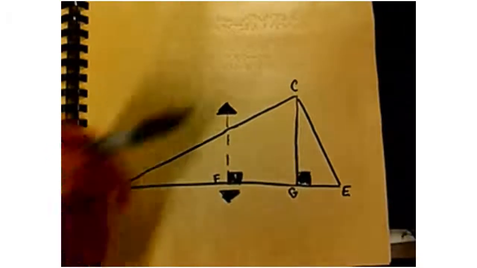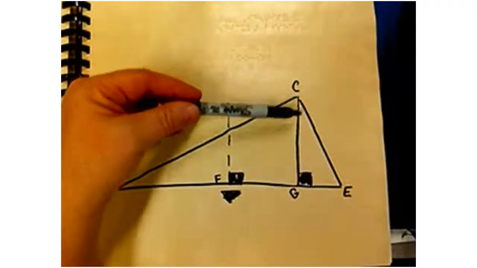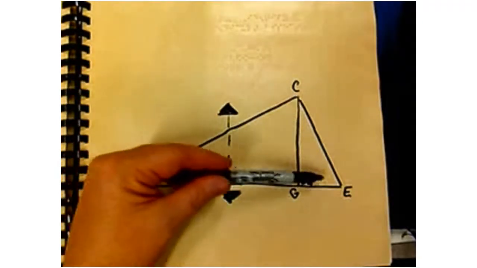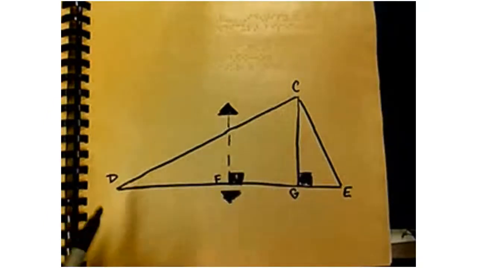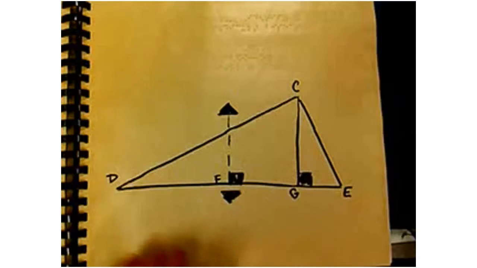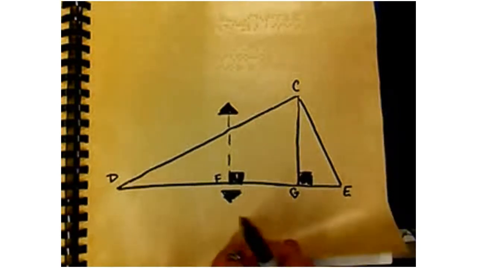The altitude meets the definition of an altitude because it comes from a vertex to the side opposite at a perpendicular angle. So it's telling us the height of this acute scalene triangle. So you'll need to be able to identify perpendicular bisectors and altitudes. Now sometimes they're both. So turn the page.